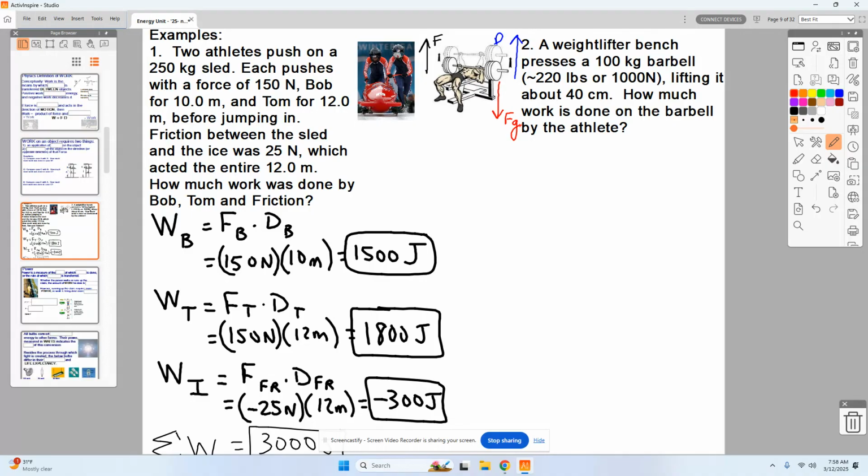All right, so let's go ahead and do this now. I want to know how much work is done on the barbell by the athlete. So the work done by the athlete is equal to the force. Let's change the color here so that it matches what I have up here. The work done by the athlete is equal to the force the athlete exerts, multiplied by the distance over which the athlete exerts that force. While he's lifting it, what do I put in here? The 100, the 220, or the 1,000?